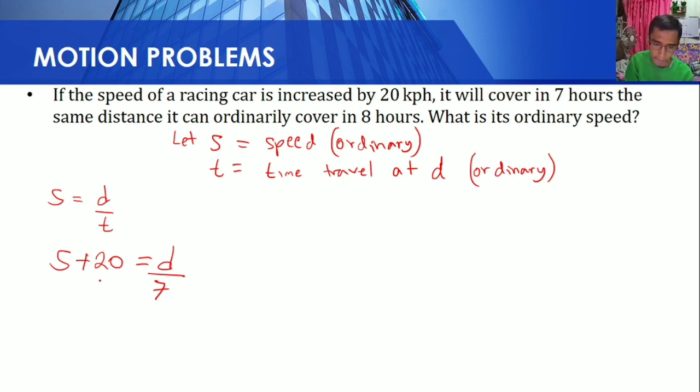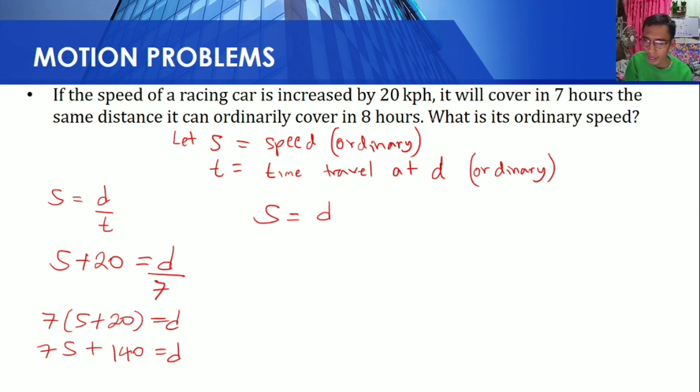Let's simplify this equation. Cross multiply, so it will be 7 times S plus 20 is equal to D. So 7S plus 7 times 20, that will be 140, is equal to D. Now when the speed is ordinary, so normal, we don't subtract and we don't add. So S is equal to distance over, it ordinarily covers in 8 hours. So when the speed is ordinary, the car can cover it in 8 hours. So this will be our formula. Therefore, 8S is equal to D.